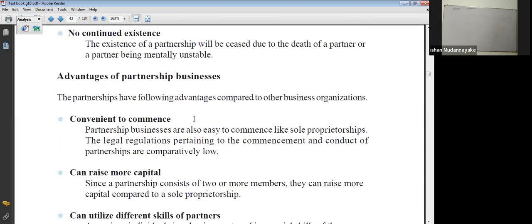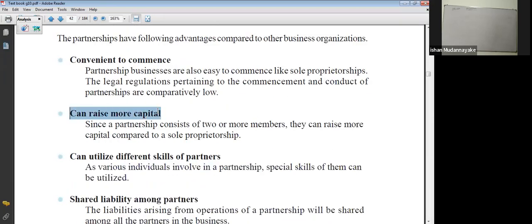With a small amount of capital, we can start a partnership business organization. And it can raise more capital than a sole proprietorship business organization. Then it can utilize the different skills of partners. Partners can use their different skills to develop the business organization. Those are some of the advantages.